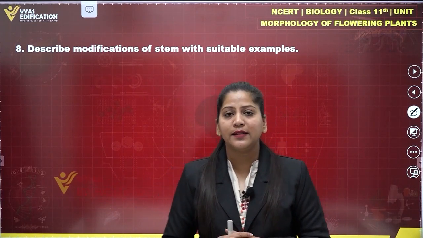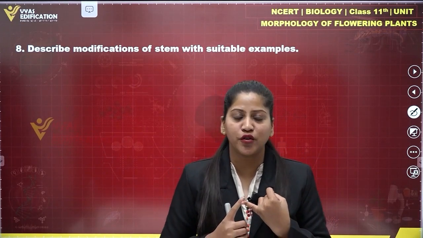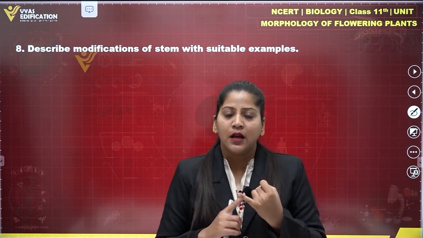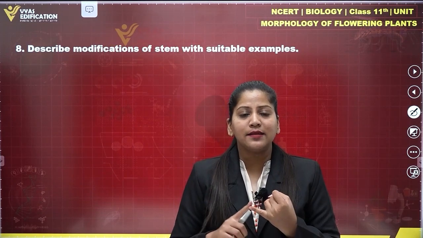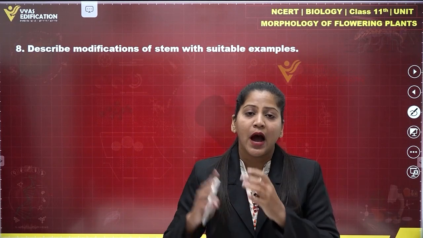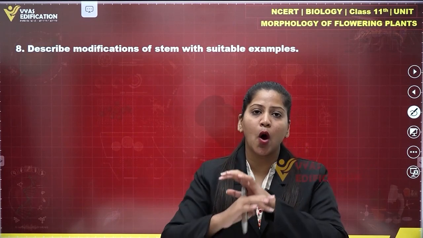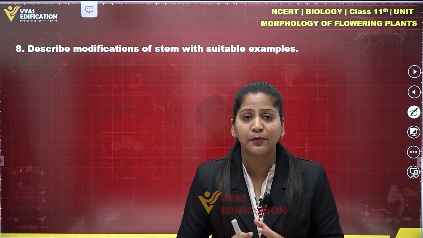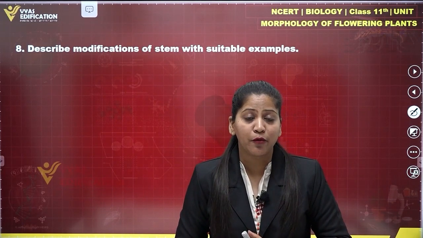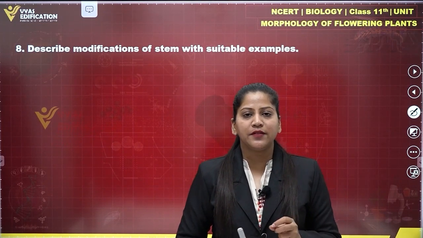So all these are the examples: rhizomes in ginger and banana, corms in colocasia and zamikant, tubers in potato. All these are examples of underground or storage stems, modified stems found in various kinds of plants. Then the next type of modification of stem is supportive stem. The example of supportive stem is tendril.